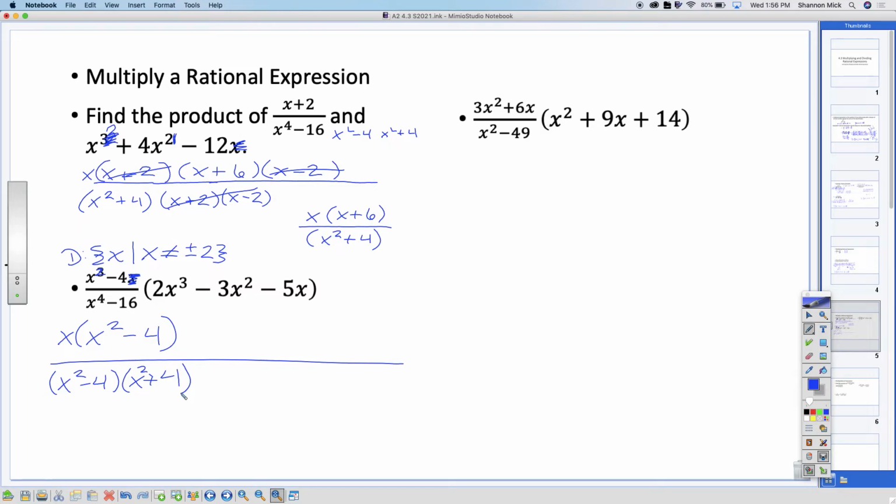Okay, we took an x out of the numerator, and we're left with x squared minus 4. But we saw the bottom was a perfect square as well, so it's going to be x squared minus 4 and x squared plus 4. As long as these are the same quantity, we'll be able to reduce them. So we don't have to keep factoring. We can stop and save ourselves time.